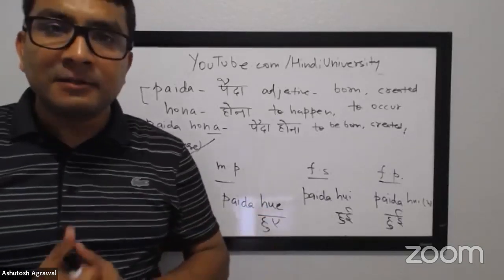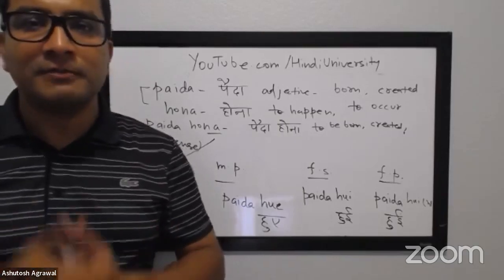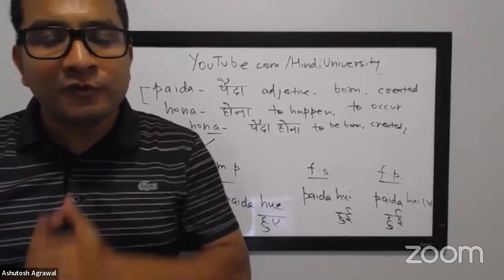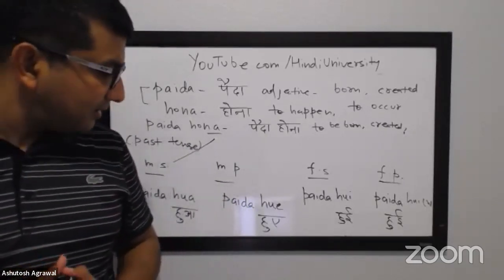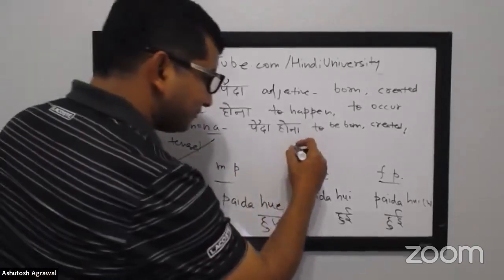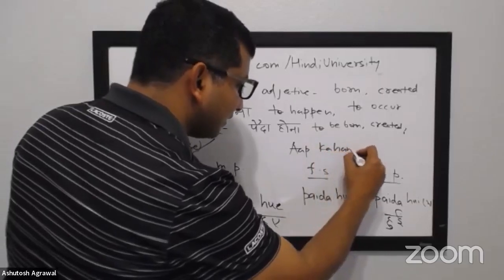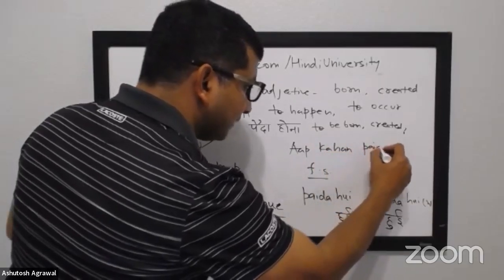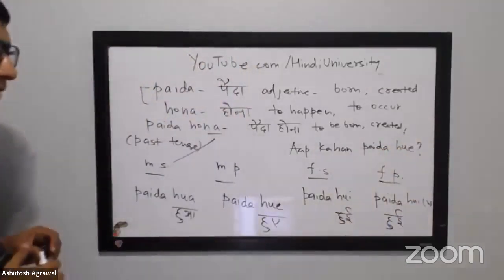Now you are meeting someone, a new person, and you're talking to them. You want to know, where were you born? Donna ji, how would you say that? Aap kahan paida hui. Very good, right? So you'll say aap kahan पैदा हुए. Okay, आप कहाँ पैदा हुए?